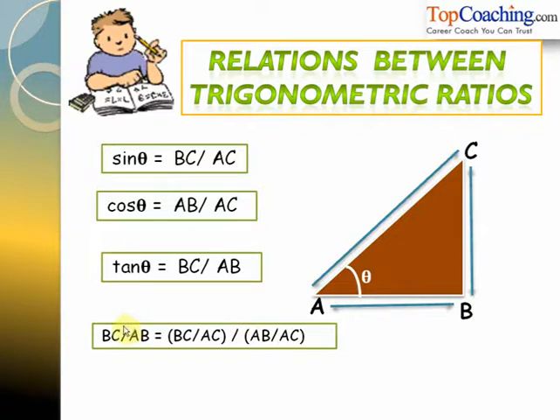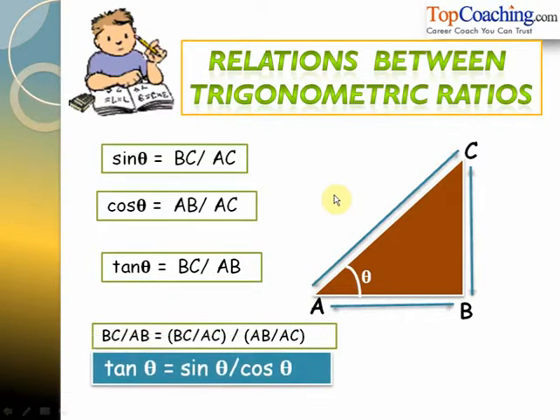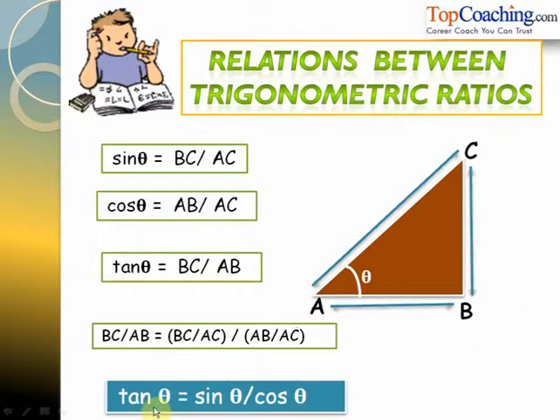So simply if we divide BC by AC and if we divide AB by AC, this remains the same. So we can write this as BC upon AC whole divided by AB upon AC. But here BC upon AC is nothing but equal to sin theta, and AB upon AC is equal to cos theta. So what we get is tan theta is equal to sin theta by cos theta. So the relation between tan theta, sin theta and cos theta is that tan theta is equal to sin theta upon cos theta.